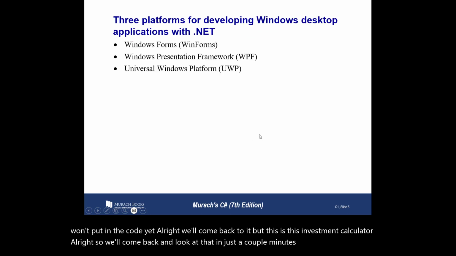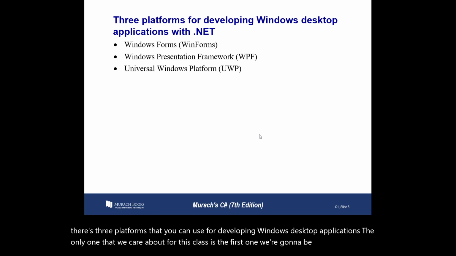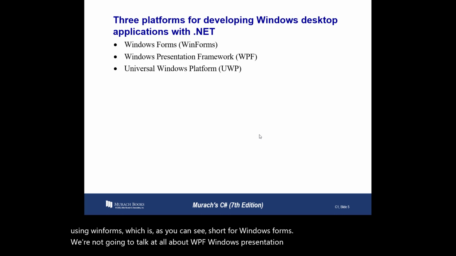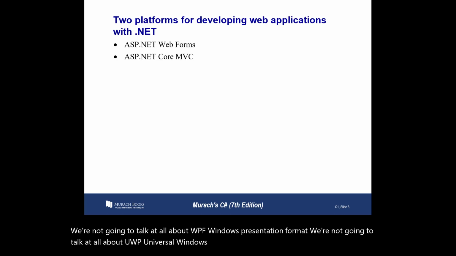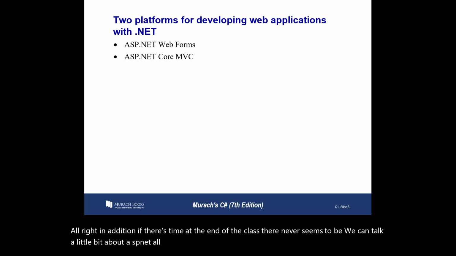Now, as mentioned here, there's 3 platforms that you can use for developing Windows desktop applications. The only one that we care about for this class is the first one. We're going to be using WinForms, which is, as you can see, short for Windows Forms. We're not going to talk at all about WPF, Windows Presentation Foundation. We're not going to talk at all about UWP, Universal Windows Platform. In addition, if there's time at the end of the class, there never seems to be, we can talk a little bit about ASP.NET. That's where this course may be going in the future, but as of right now, it's not there.